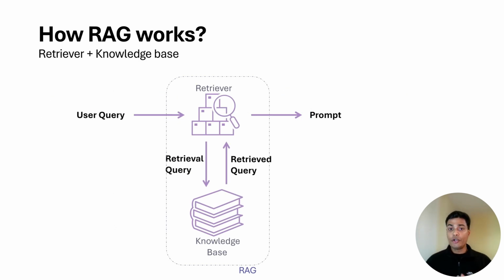RAG operates in two main stages. Number one, the retriever fetches relevant documents from the knowledge base. Number two, the generator uses this relevant information to produce the final response. This ensures that the output is both relevant and informed by the latest data. It is like having a super intelligent assistant that always knows where to find the best information.